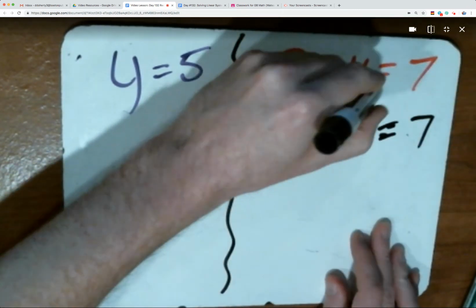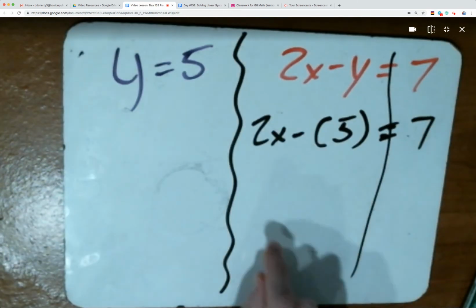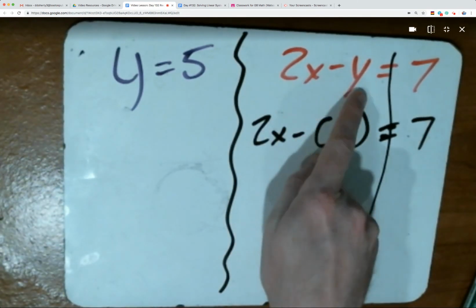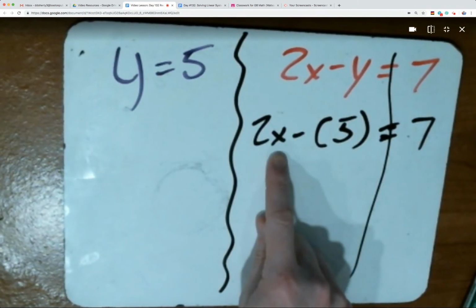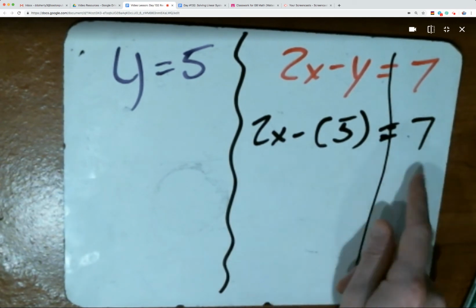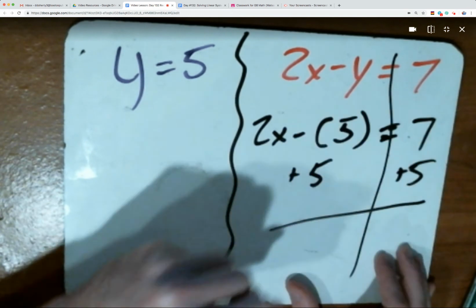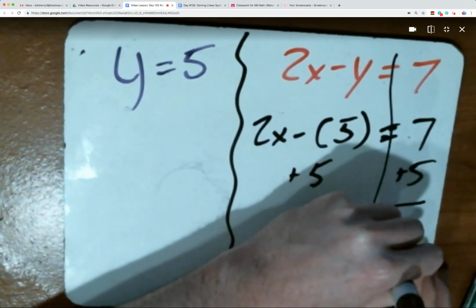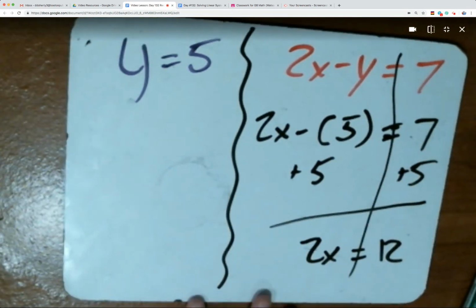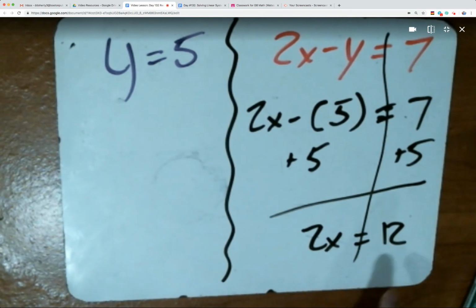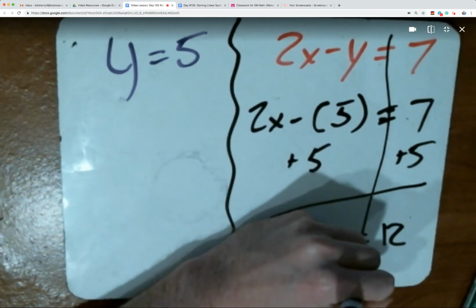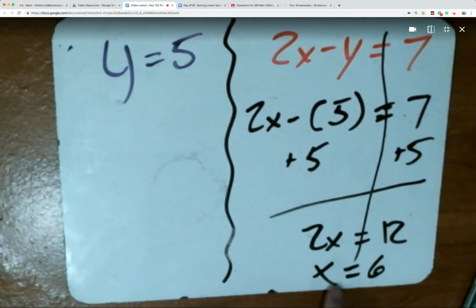What's the big benefit to doing that? Now we see our equation goes from two variables, an x and a y, to only having x. We can now solve this equation for x. I'd add 5 to both sides. And hopefully if you see 2x equals 12, we recognize x equals 6.